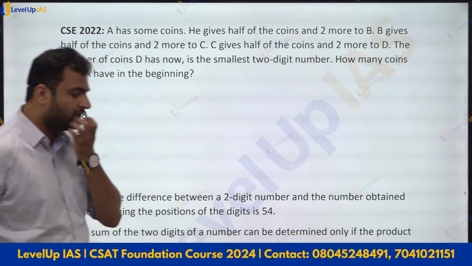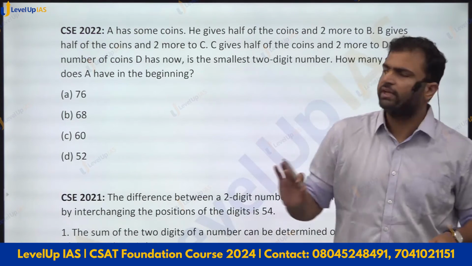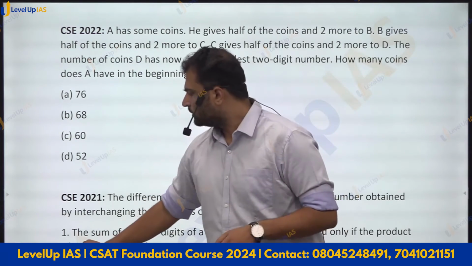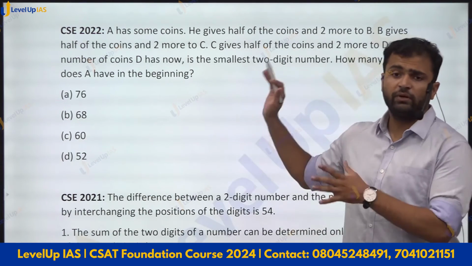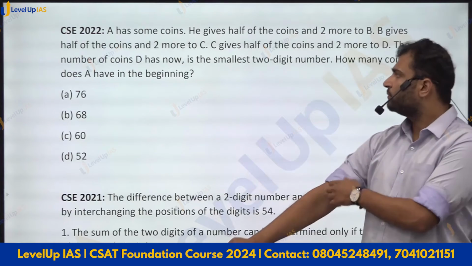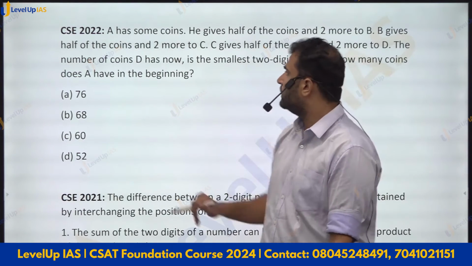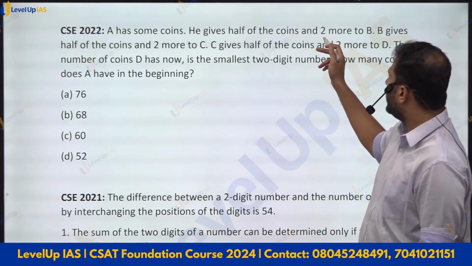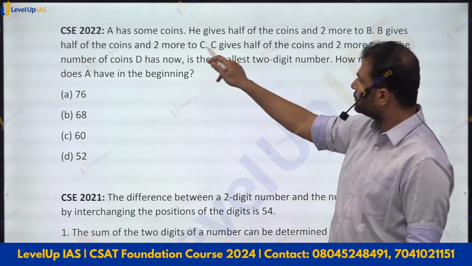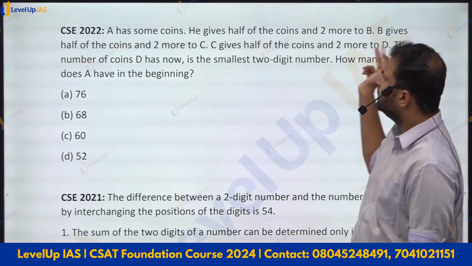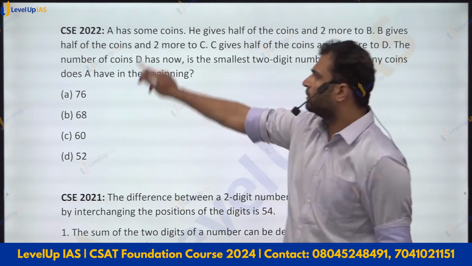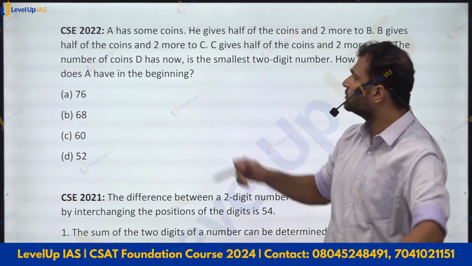Okay, now let us see this particular question. It is again a very easy question. All you have to do is write whatever is given in terms of equations. So we have A has some coins, he gives half of them and 2 more to B, and B does the same to C, does the same to D, and so on. So everything starts from A. So let us write down the equations in terms of that.